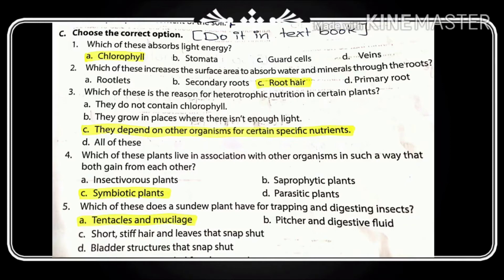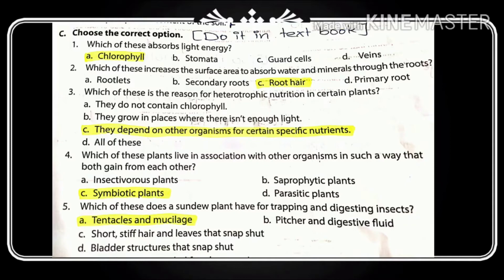Here options are given: rootlets, secondary roots, root hair and primary roots. So which is the smallest structure that comes in contact with the soil? Recall that point. So the answer you will get is C, root hair.